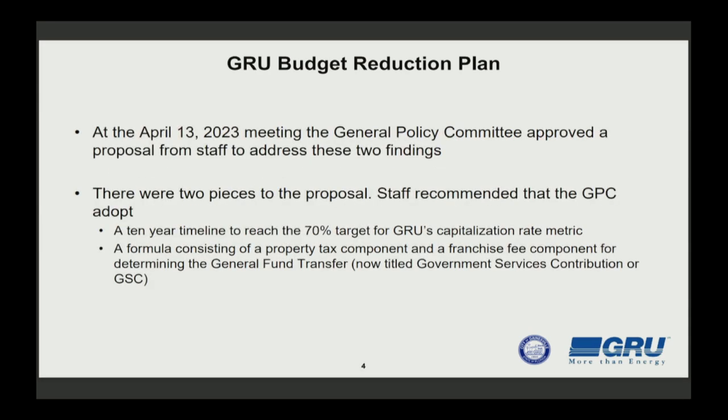So on April 13th, a joint presentation by General Government and GRU staff was made to the General Policy Committee with a proposal to meet those 2 findings. It had 2 pieces. One was to adopt a 10-year timeline to meet that 70% target capitalization rate that had already been codified inside GRU's debt management policy. And we also brought forth a methodology for the transfer. It had 2 pieces, a proxy for property tax and a proxy for franchise fee to form the new government services contribution.